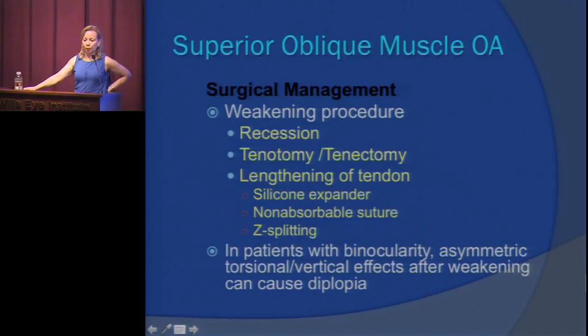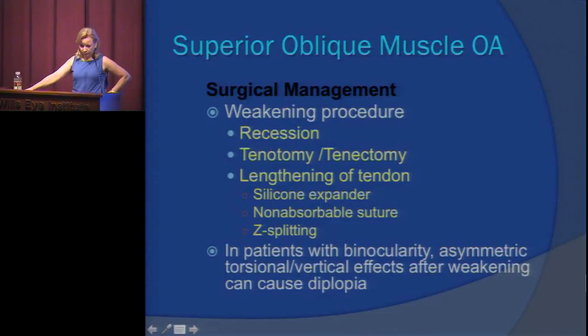In weakening the superior oblique overaction, you want to think about recessions of the superior oblique muscle, tenotomies or tenectomies, okay, and these can be partial or complete. You can lengthen the tendon, which will weaken it. A silicone expander can be placed within the tendon of the superior oblique, causing lengthening and consequently weakening. You can also use a non-absorbable suture to lengthen the tendon, and you can Z-split the tendon as well to lengthen it.